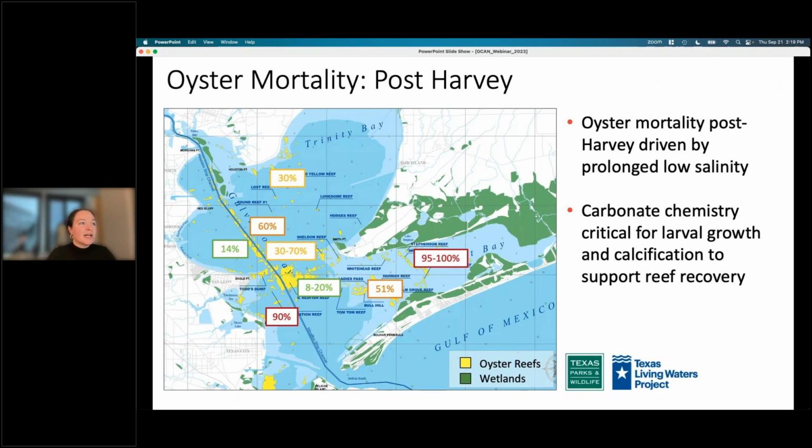These mortality events were driven primarily by prolonged low salinity conditions, as indicated by the presence of still clean shells in the bay with simply dead oysters, as opposed to significant burial caused by storm surge in other storms. The carbonate chemistry of this bay following the major tropical cyclone event is thus a critical component in order for larval growth and calcification to be supported and for this to help essentially allow these reefs to recover following this major traumatic mortality event.